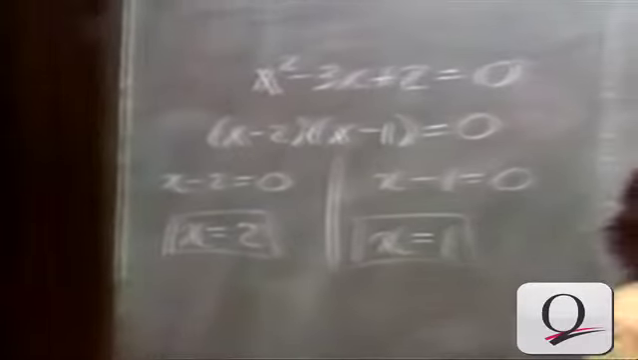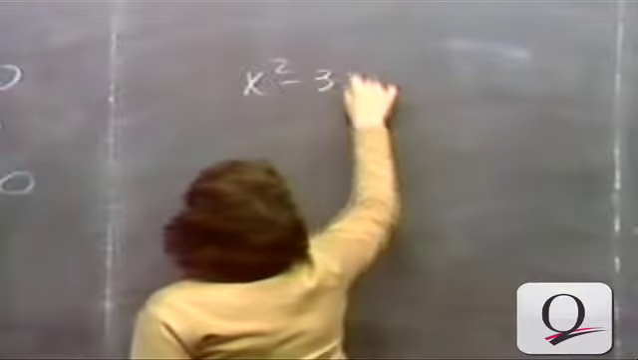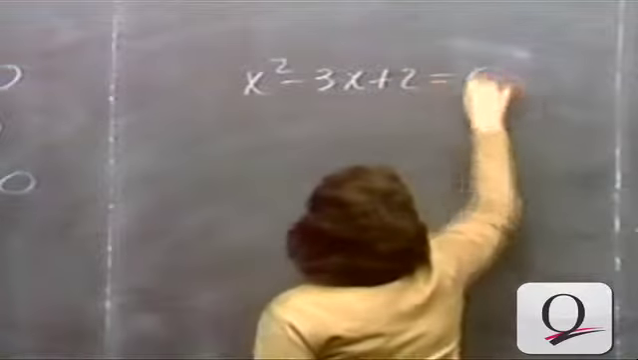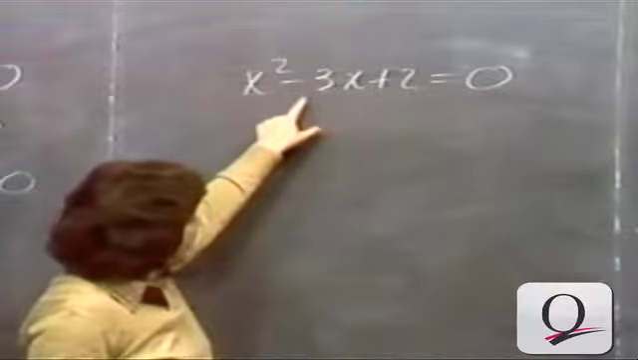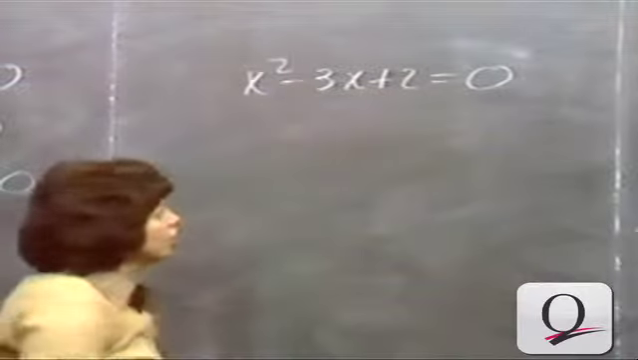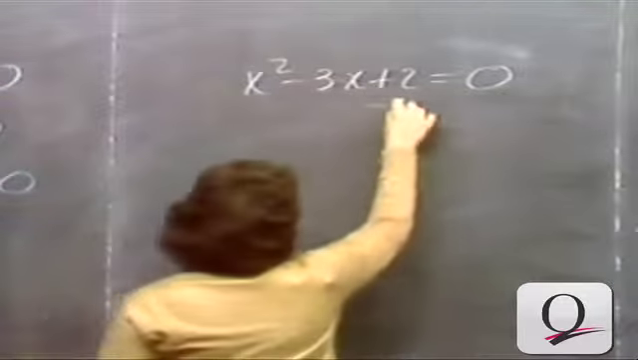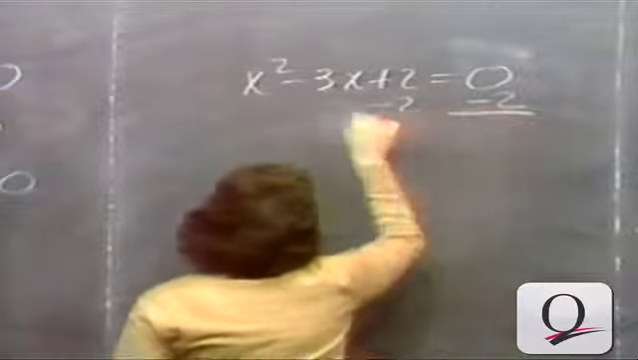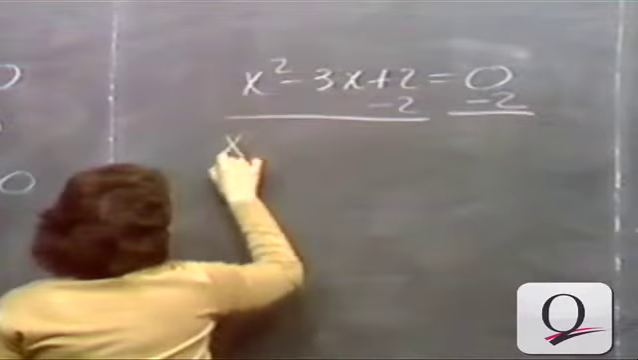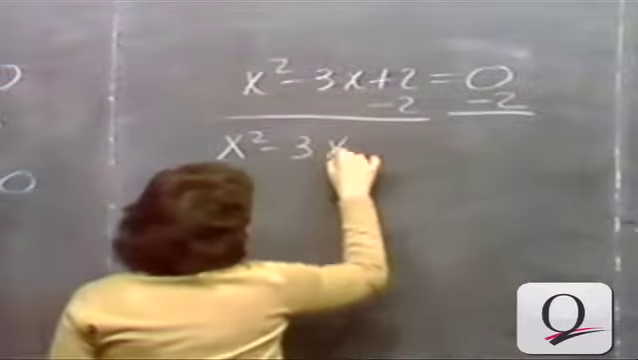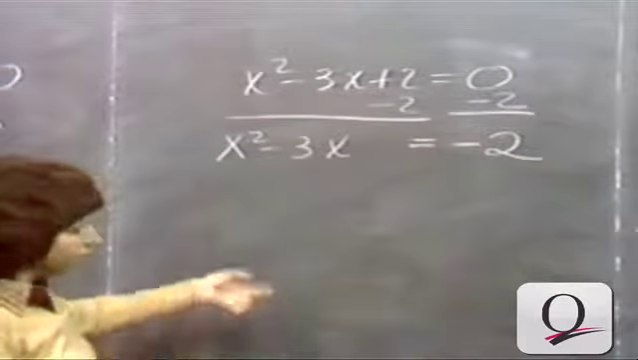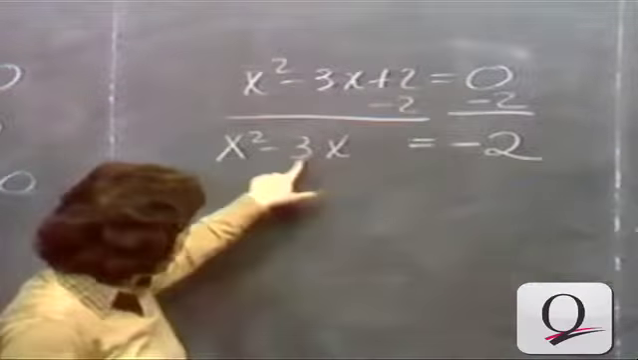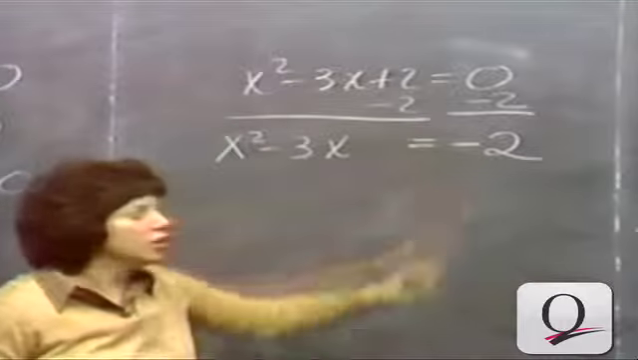Now, we have x squared minus 3x plus 2 equals 0. The first thing we notice is that this plus 2 is not what we need to complete the square here. We're going to have to subtract 2 from both sides. This gives us x squared minus 3x equals minus 2. What we have to do, to complete the square, is to add half of this number squared to both sides.